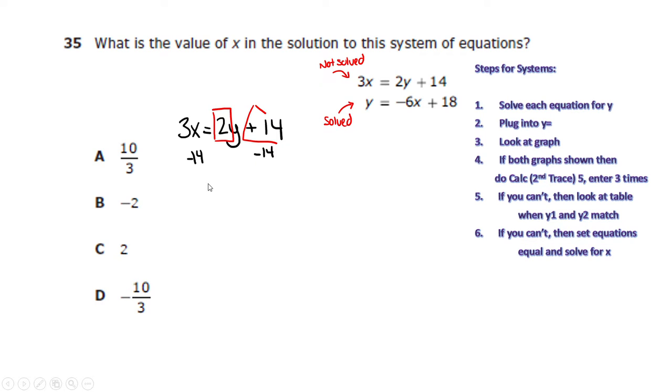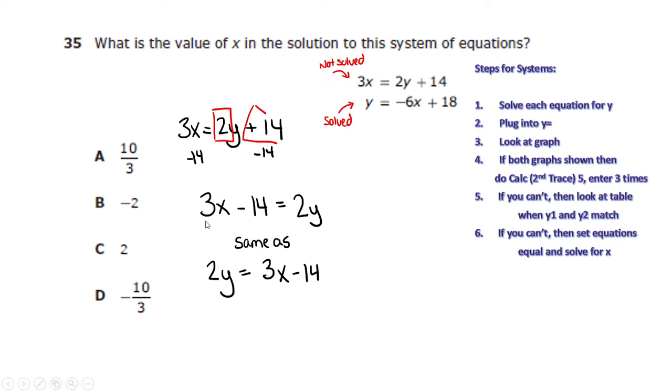And then very, very, very important going into your STAAR test is 3x minus 14 needs to go side by side, and that's equal to 2y. We can move the 2y over to the left-hand side because it's an equal sign. But what I need you to do for this question is finish dividing both 3x by 2 and 14 by 2. Tell me what this equation is. Then follow these steps. You would plug both equations into your y equals key. If you see both of your graphs on your graph, then you would do calc 5, enter 3 times. If you can't, then look at your table.